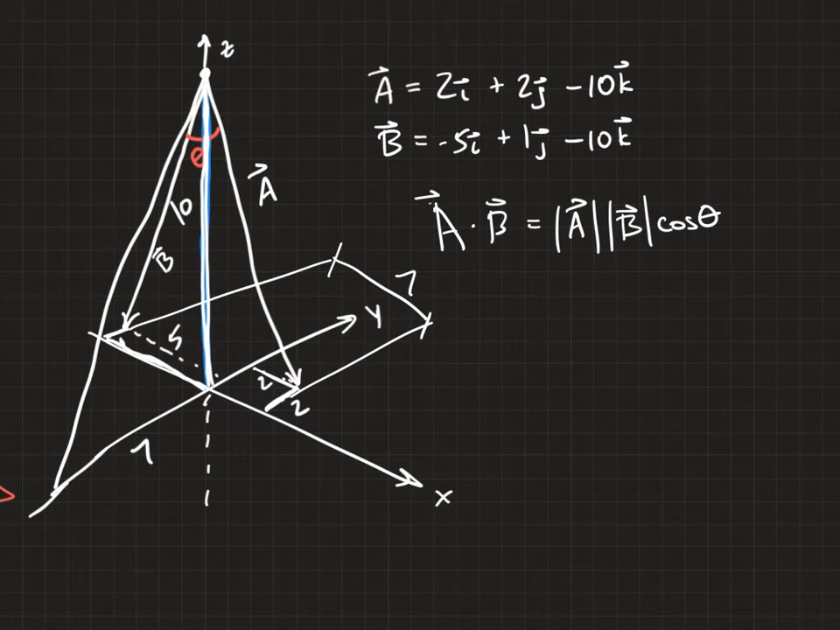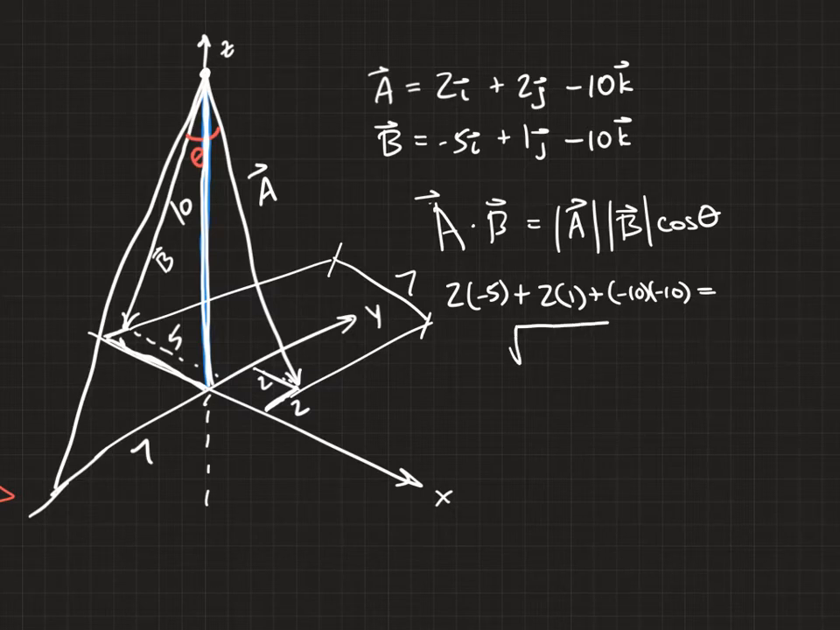So A dot B. That's going to be the x values of A and B. So AX, BX, so it's going to be 2 times negative 5, plus AY, BY. So AY is 2, BY is 1. And then, what's the last one? AZ, BZ. So that's going to be negative 10, negative 10. Okay, equals.